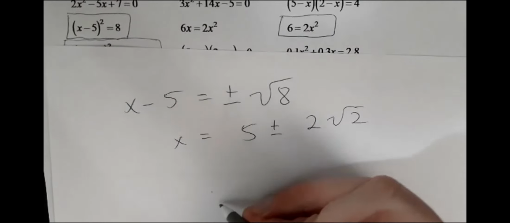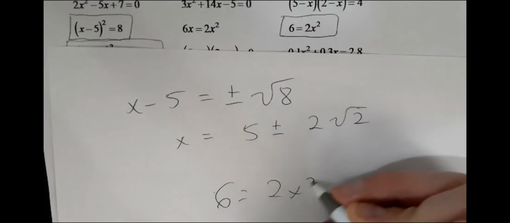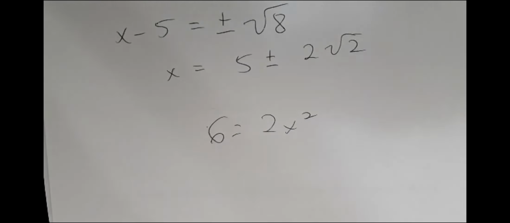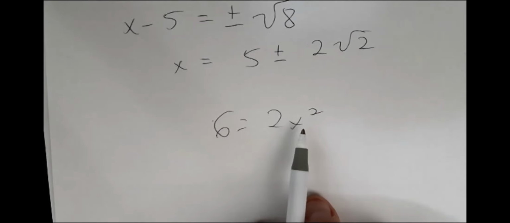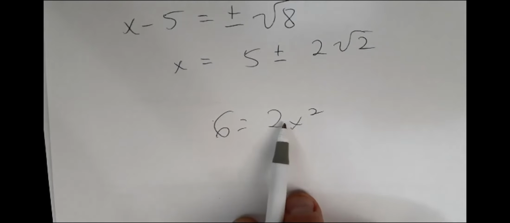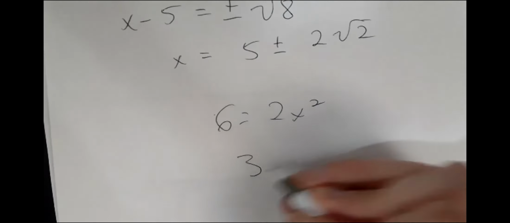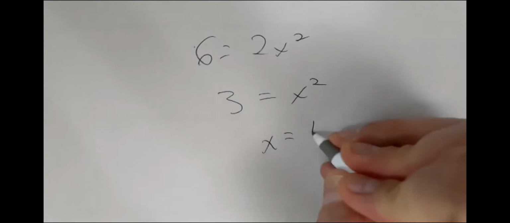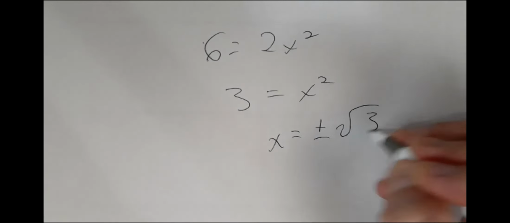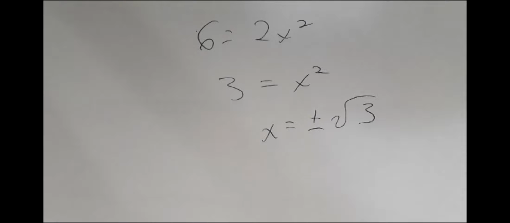We have 6 equals 2x squared. So this is almost set up to do a square root. The first thing we have to do is get this square by itself. It's not quite by itself because it's being multiplied by 2. So the first step is to divide each side by 2. If we divide each side by 2, we get 3 equals x squared. And guess what? x is going to be plus or minus the square root of 3.